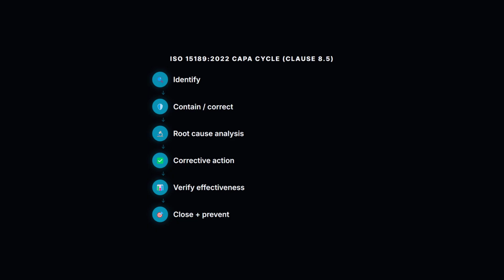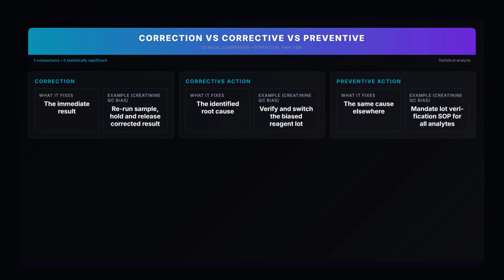Watch how these three terms play out on the exact same event. Correction: rerun the sample, result released. Corrective action: identify the reagent lot as the cause and switch it after verification. Preventive action: build lot-to-lot verification into the SOP for every analyte, not just the one that failed.